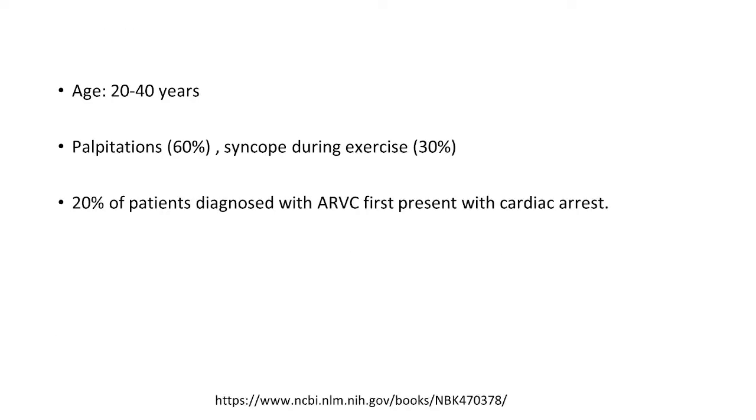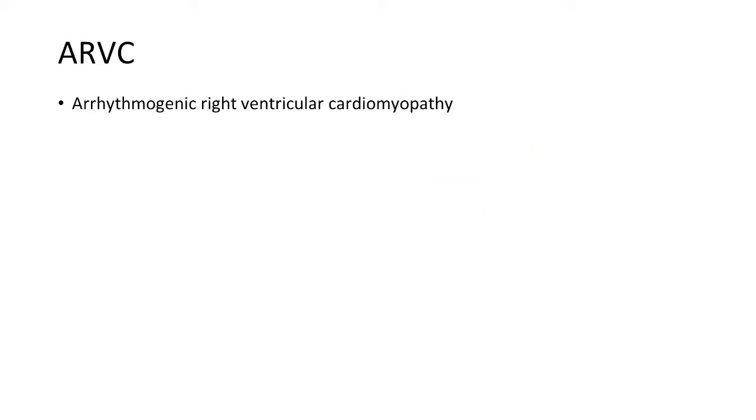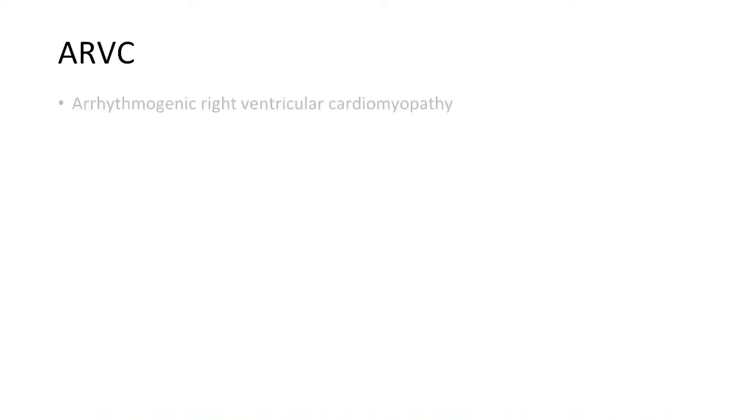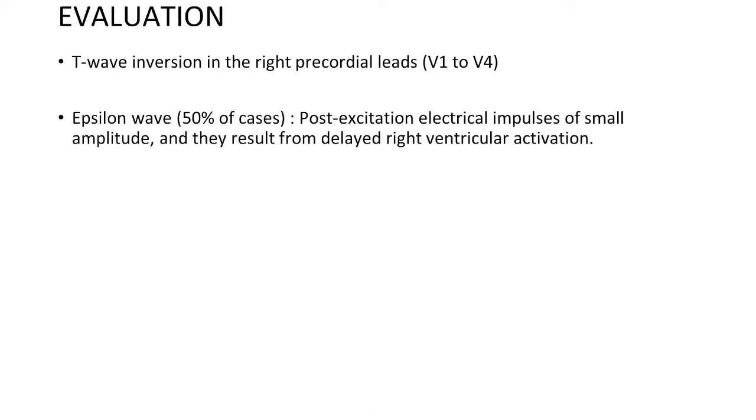So for evaluation, as we see in the ECG, apart from the epsilon waves, there is also precordial T wave inversion in V1 to V4. Along with the epsilon wave, what is the commonest ECG finding clinically? Epsilon wave is usually not present in all the cases. Symmetrical T wave inversion in V1 to V4. Epsilon wave is more specific, but the most common is the T wave inversion in V1 to V4.